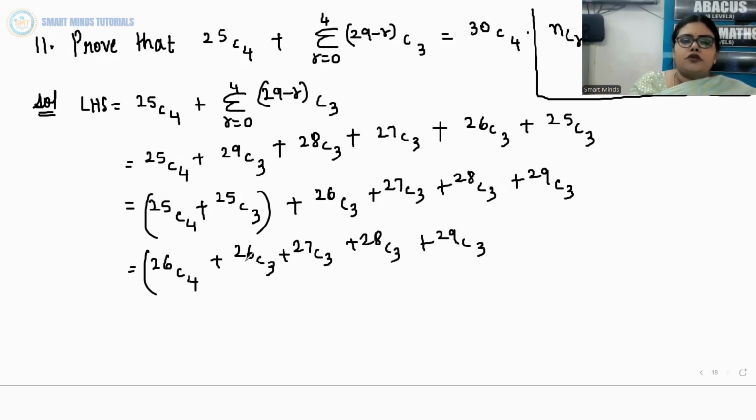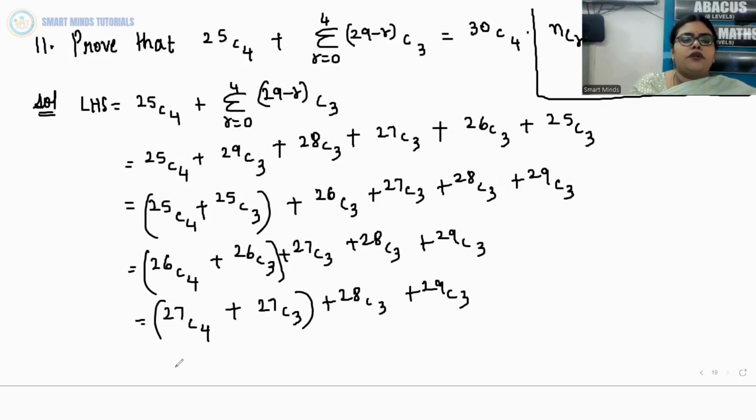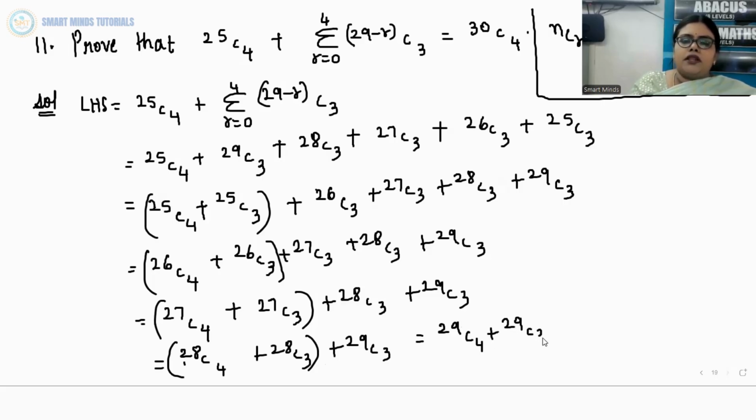Now again I put the first two terms in a bracket and again I apply the same formula. NCR plus NCR minus 1 equals N plus 1 CR. So that is 27C4 plus again I write the remaining terms as it is: 28C3 plus 29C3. Now again the first two terms I put in a single bracket and again I apply the same formula. So we get 28C4 plus 28C3 plus 29C3. Again I put the first two terms in a single bracket. So we get 29C4 plus 29C3. Now finally this becomes 30C4. This is the RHS.